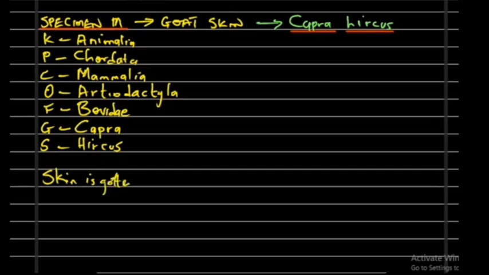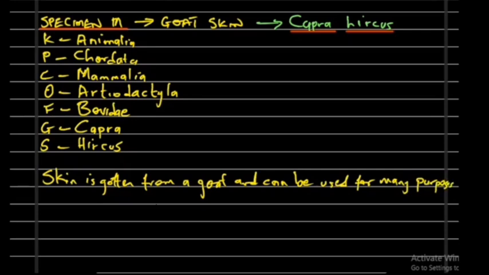Now that we have done that, what is this goat skin like? It is gotten from small animals. In this case, it is gotten from a goat, and can be used for many purposes. One, it can be eaten as food.